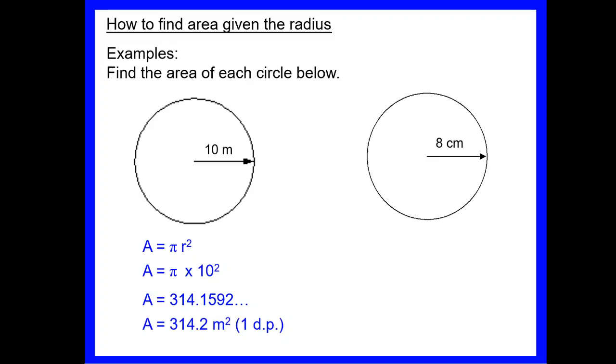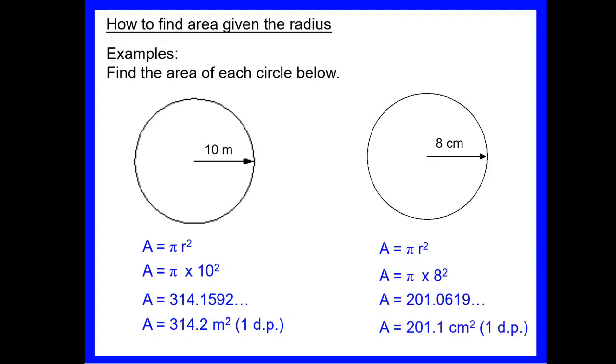Our second one then, so we've been told again the radius is 8, so start with the formula. We're going to swap in r for 8, so pi times 8 squared, which comes to 201.0619, etc. And that to one decimal place is 201.1 centimeters squared this time. So again, making sure we've got the square units as appropriate to the question at the end of each answer. Okay, make sure you've got these examples then, and we'll move on to having a go yourself.